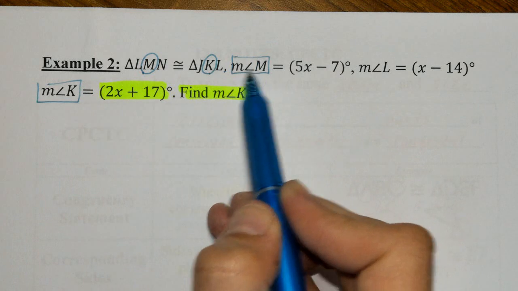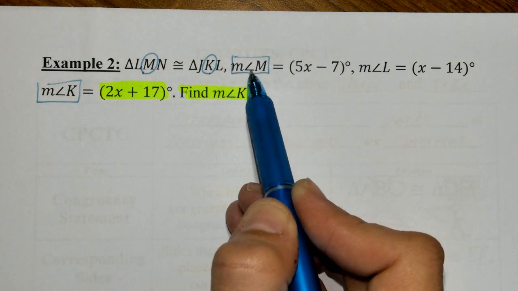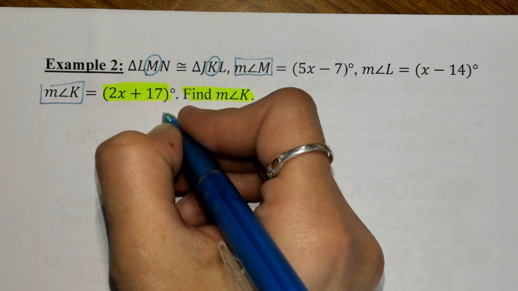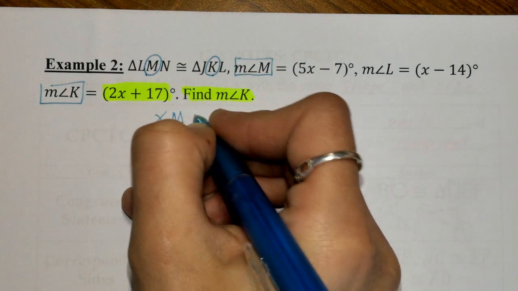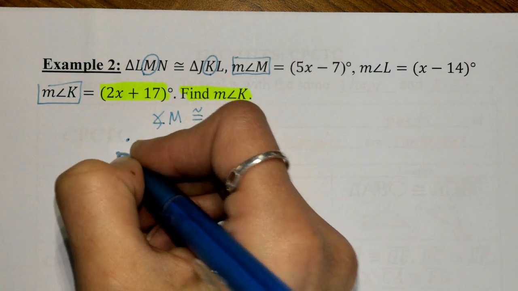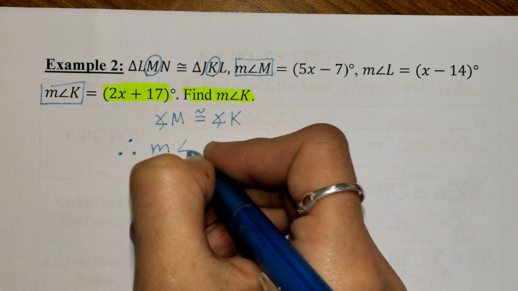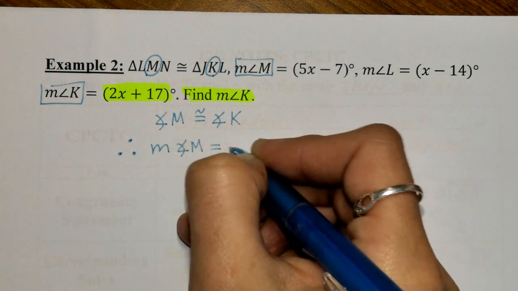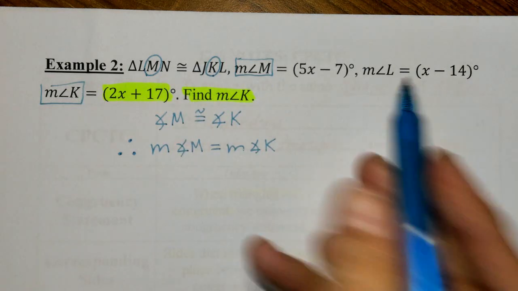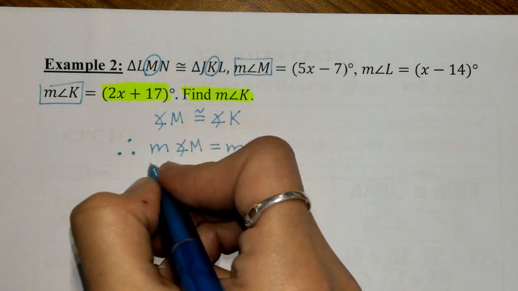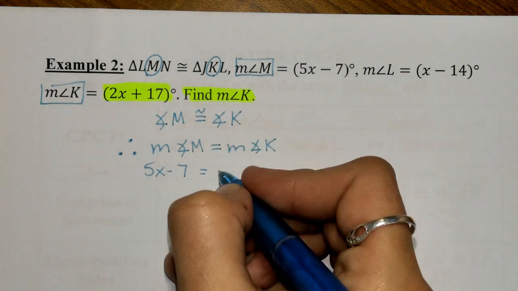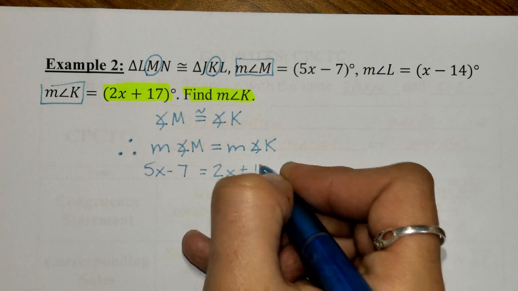Since angle K and angle M are congruent, their measurements are equal. So all we need to do is just set these two equal together. So we'll say angle M is congruent to angle K. Therefore, the measurement of angle M is equal to the measurement of angle K, meaning just set them equal to each other. The measurement of angle M was 5x minus 7. We set that equal to the measurement of angle K, 2x plus 17.